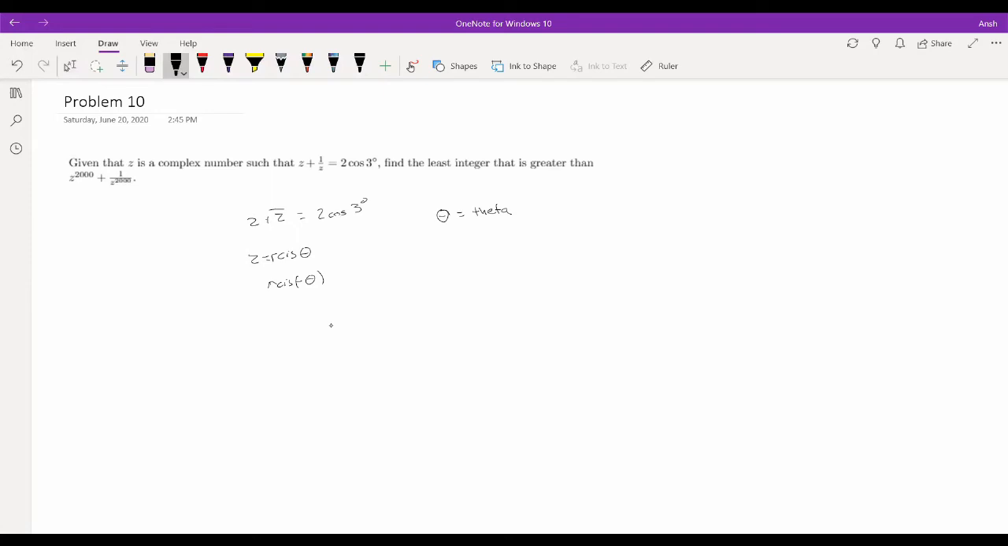So that means that we have that z plus z bar is equal to 2r cosine theta, which is equal to 2 cosine 3 degrees. So we already know from this that r is equal to 1 and cosine theta is equal to cosine of 3 degrees. So theta is equal to 3 degrees. So we've already figured out from this expression what z is. We know that z is equal to cis 3 degrees.